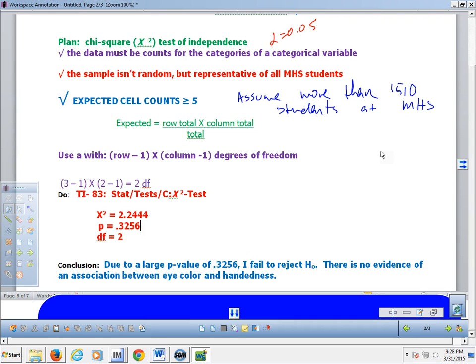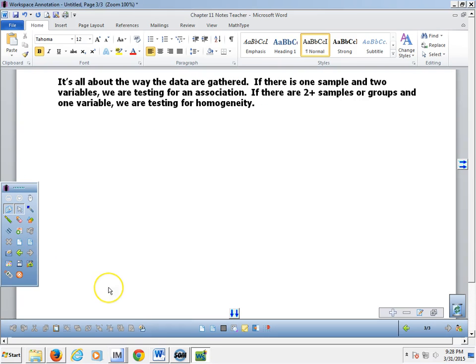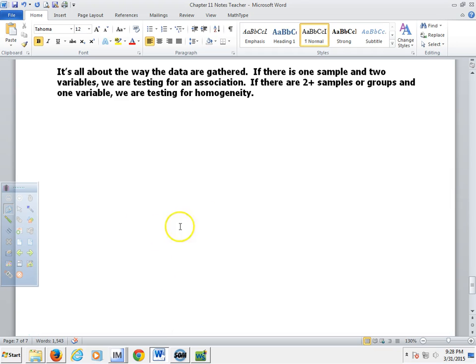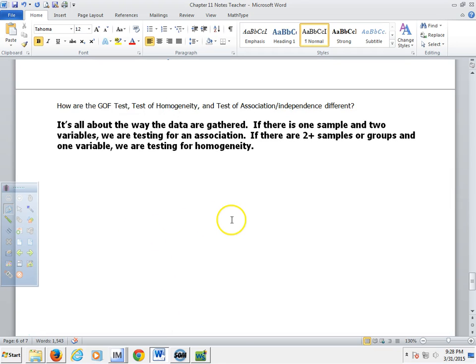Now, like I said, it is exactly the same as the test for homogeneity. So how do we tell the difference which test we're performing? Is it a goodness of fit test? Is it a test for homogeneity? Which one are we actually performing here? And how are they different? It's all about the way the data are gathered.